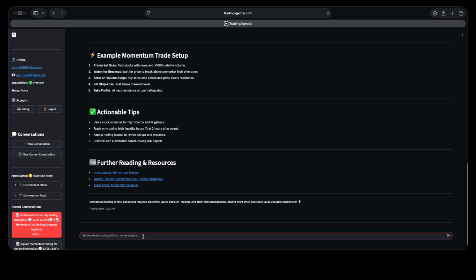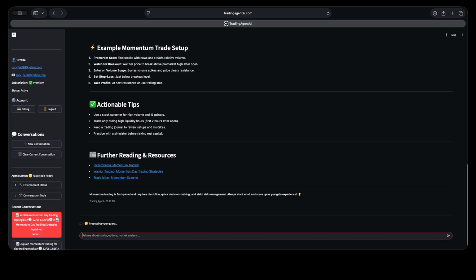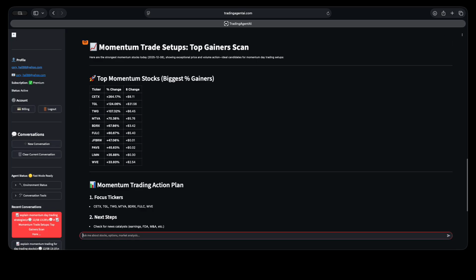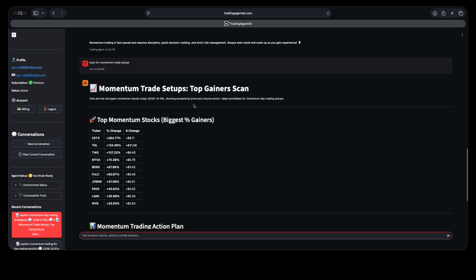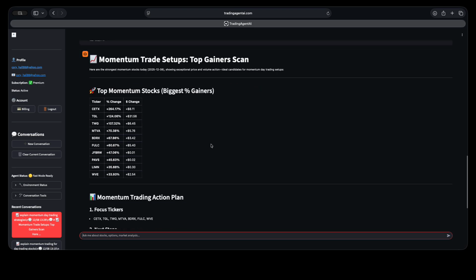But the agent makes this easy, right? So with the agent, we could just do recommend, and we're going to do scan for momentum trade setups.